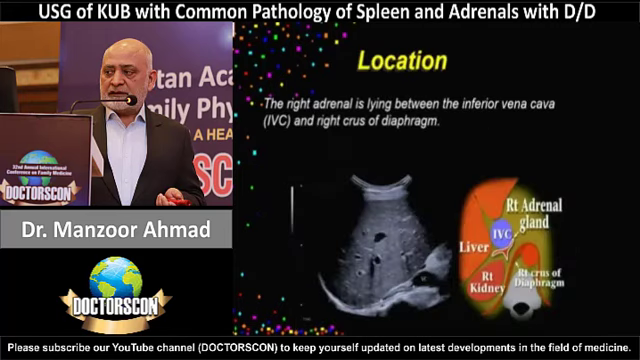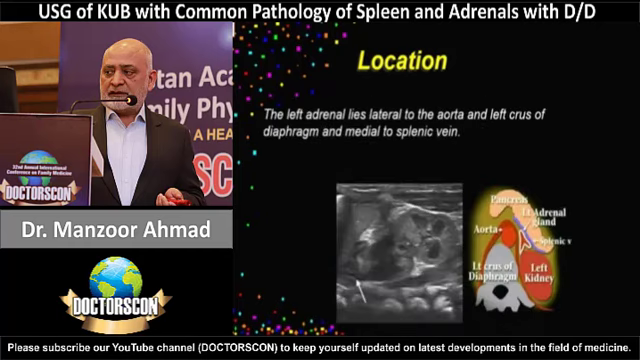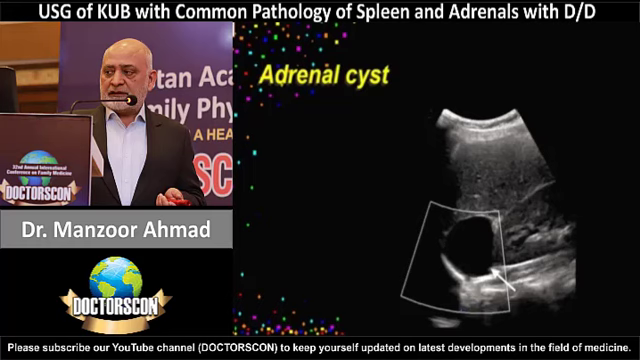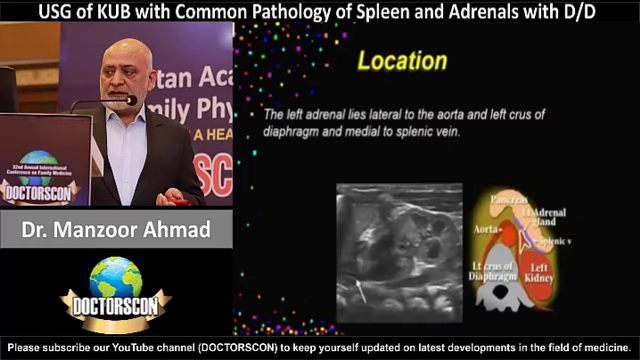On the right side, it is seen between the IVC and the right crus of the diaphragm at ultrasound, and the probe is placed in transverse section when the patient is in left lateral decubitus position. And on the left side, it is visible between the spleen, left kidney, and the aorta. This is the left adrenal gland. So this can be seen at ultrasound examination.